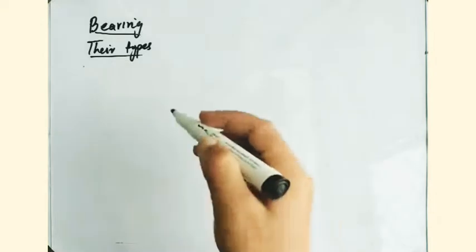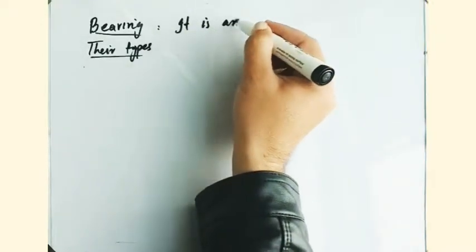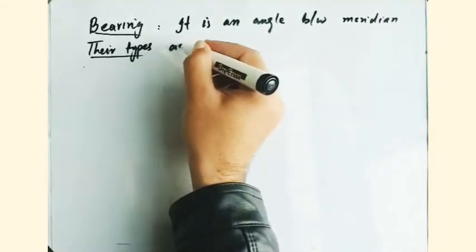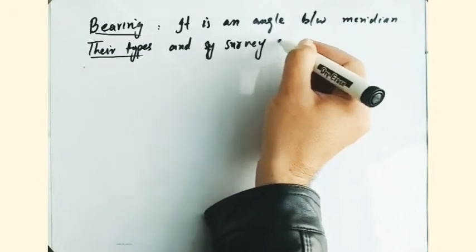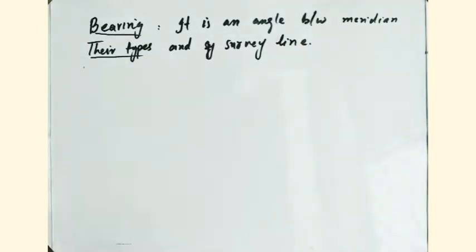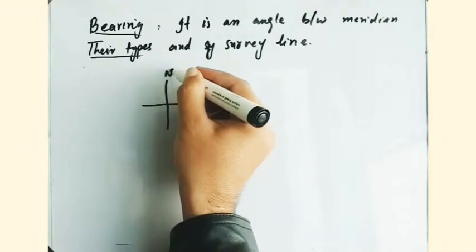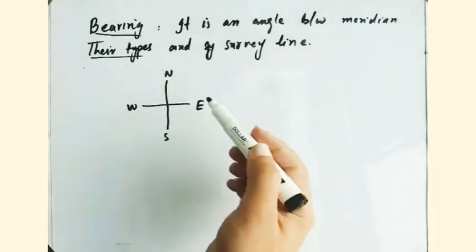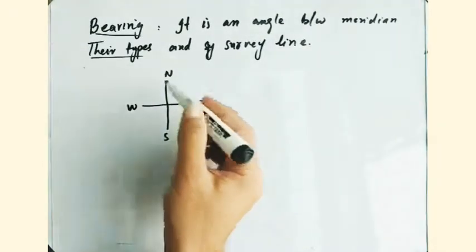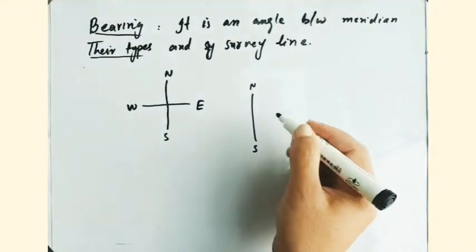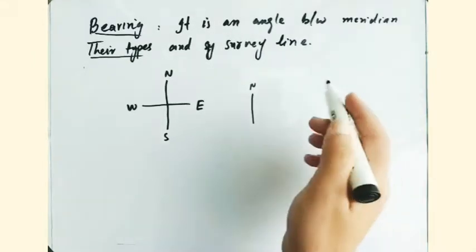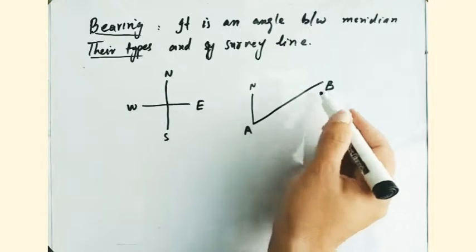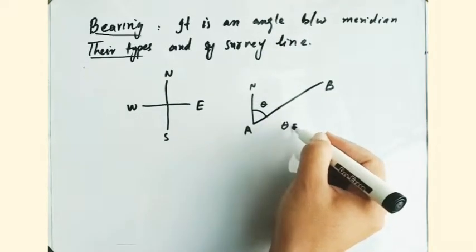Bearing is an angle between meridian and survey line. You know that this is our north, south, east and west. If we find and calculate the angle of any survey line with respect to north-south direction, then that angle is known as a bearing. For example, we have north-south, that is our direction, and this is our survey line, AB. The angle between north direction and survey line, which is theta, so this theta is known as a bearing.